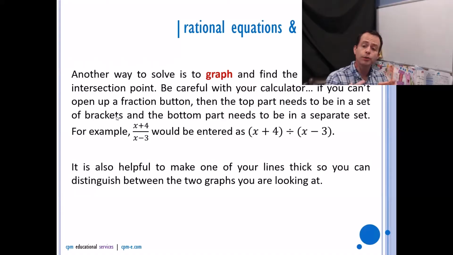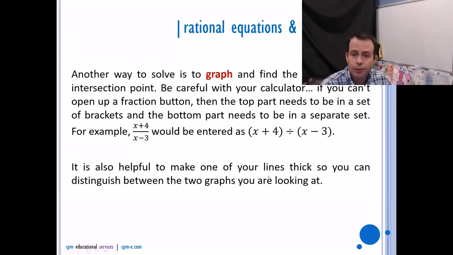If you are an older TI operating system or a white Casio, you are the ones who are going to have to think about the brackets. So for example, if I wanted x plus 4 over x minus 3, I would have to enter that as bracket x plus 4, close that bracket so that all the top is in one set of brackets, then divide by, and then all the bottom has to be in another set of brackets.